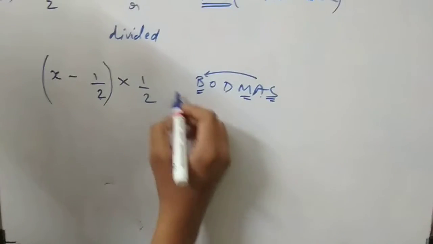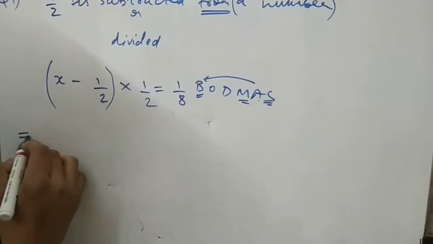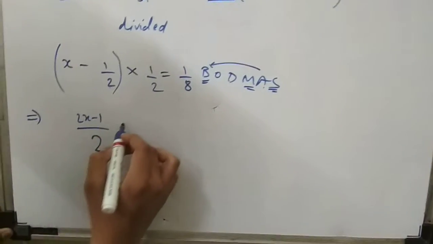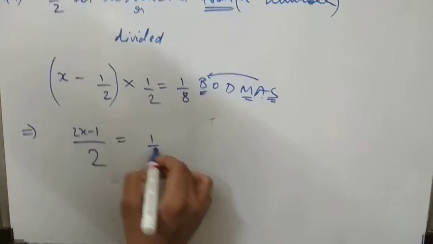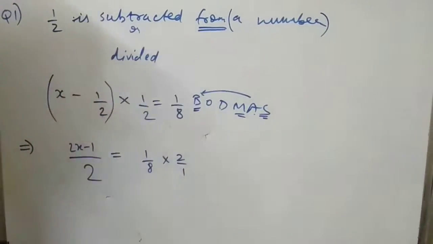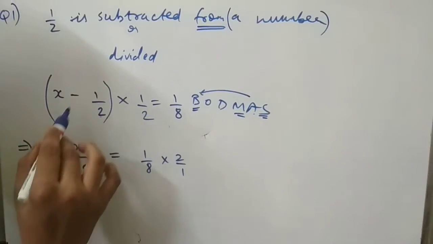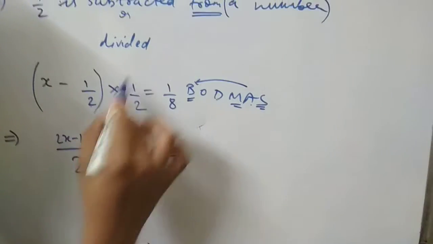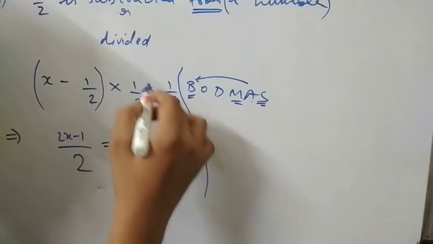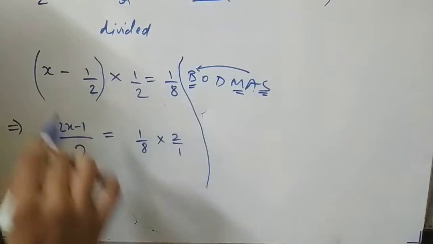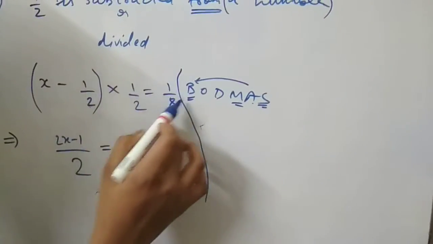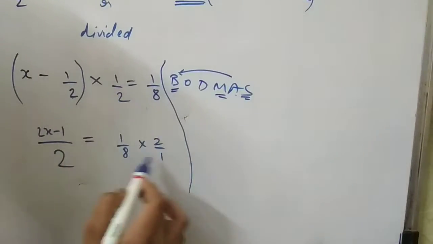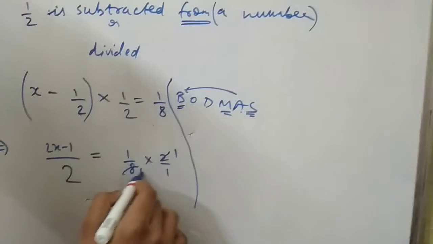And what does the answer say? 1 by 8. Now let's solve it. Taking the LCM, (2x minus 1) by 2 equal to 1 by 8 into 2 by 1. Have you understood what I did? Transfer. Now you see, this is an individual term, this is an individual term. What sign does this have? This is a multiply sign. It goes to the RHS, so what does it form? It becomes divide. Now you can't directly divide one rational number by another. You have to take the reciprocal of the latter number. So I have taken the reciprocal 2 by 1 and multiplied it. Now let's simplify it: 1 by 4.